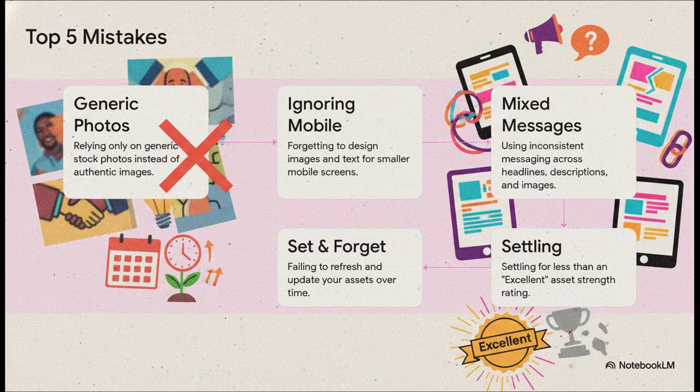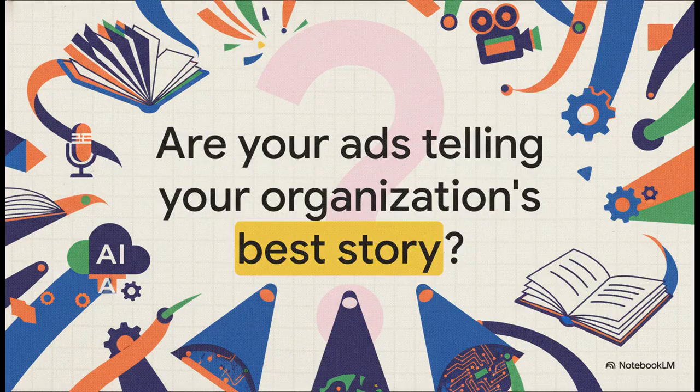Fourth, settling for anything less than that excellent asset rating. And finally, the classic set it and forget it mistake. Your assets need to be refreshed and evolve over time. And that really brings us to the most important takeaway of all. This isn't just some technical task on a marketing checklist. This is about storytelling. By feeding Google's AI with powerful, authentic assets, you are essentially programming it to be your organization's best storyteller. You're making sure that every single ad it creates tells the best possible version of your story.